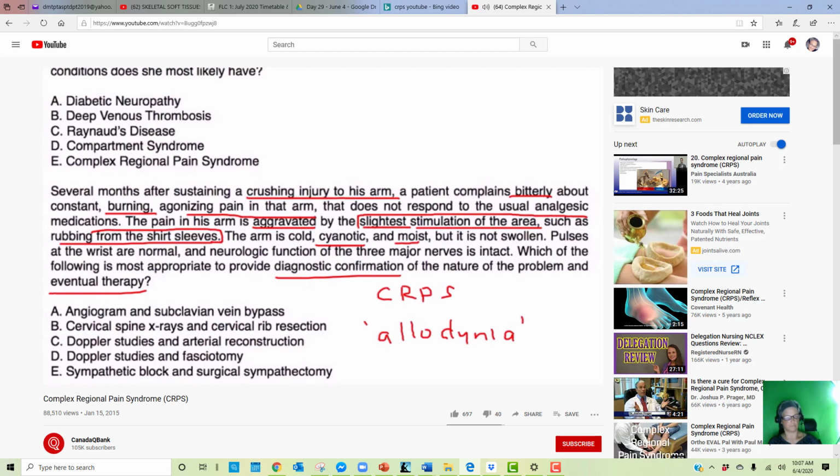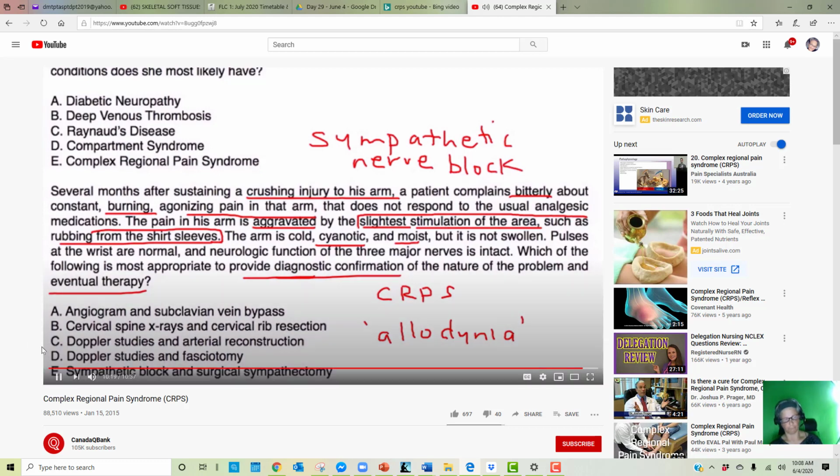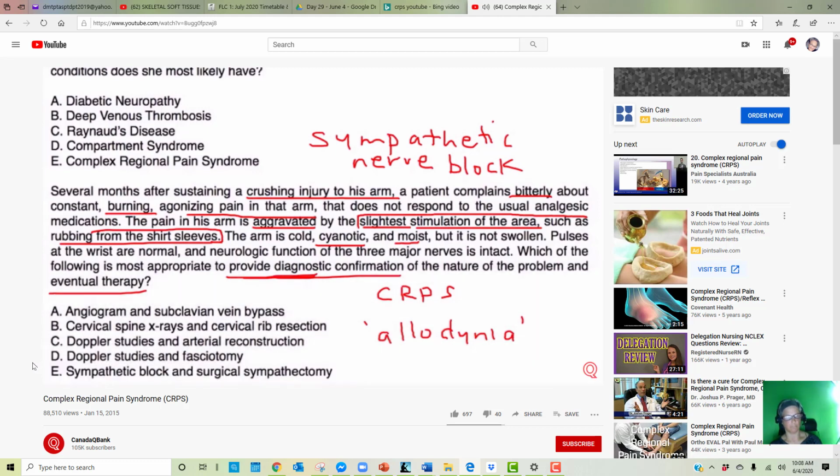So this patient has all the features of CRPS, and you want to do something that will diagnose it. And remember, a sympathetic nerve block will do that. It will help you diagnose it, because if the patient's pain is relieved, then that clinches the diagnosis, and interestingly, it also treats the CRPS. Provide the diagnostic confirmation is basically what they're asking, and they're also even telling you that it will be an eventual therapy. And the answer to this question would be E, sympathetic nerve block.